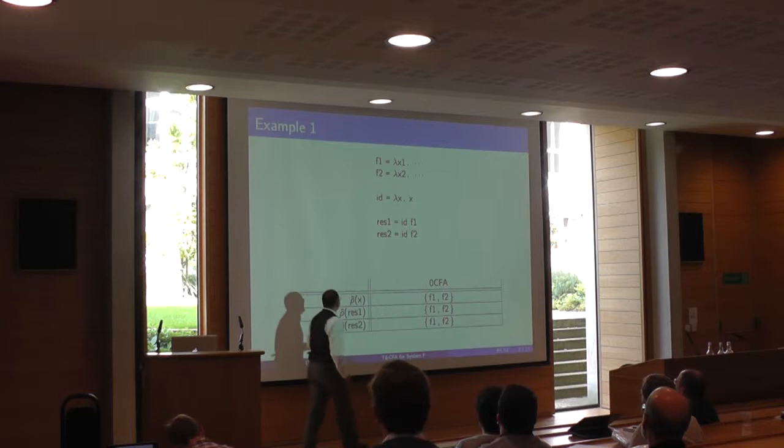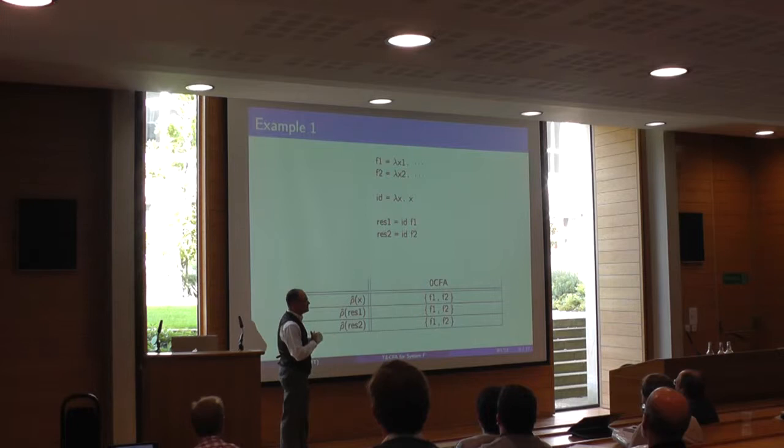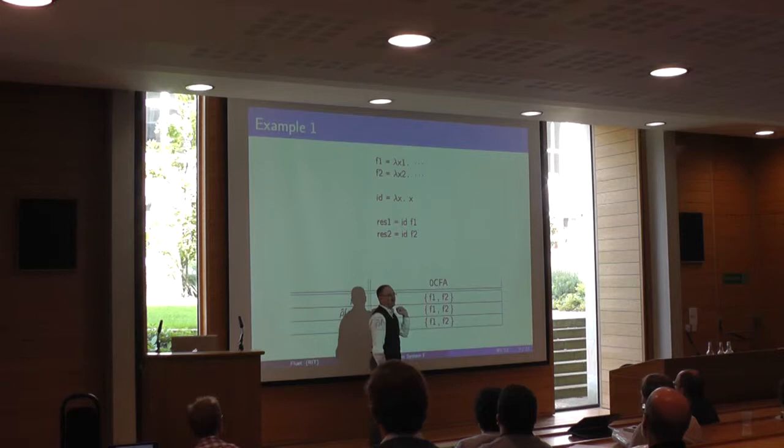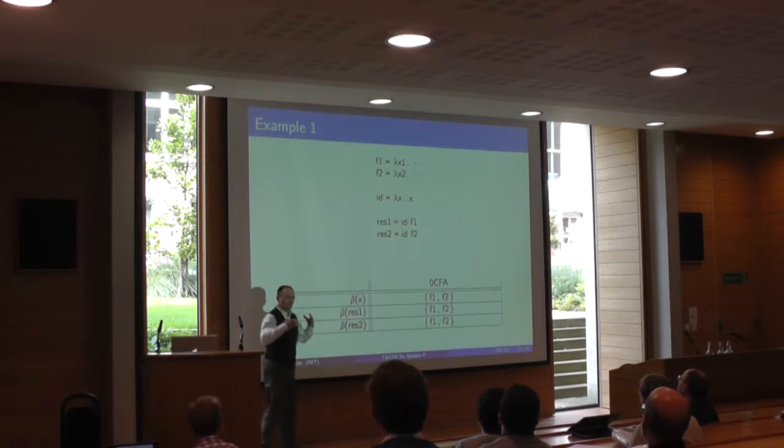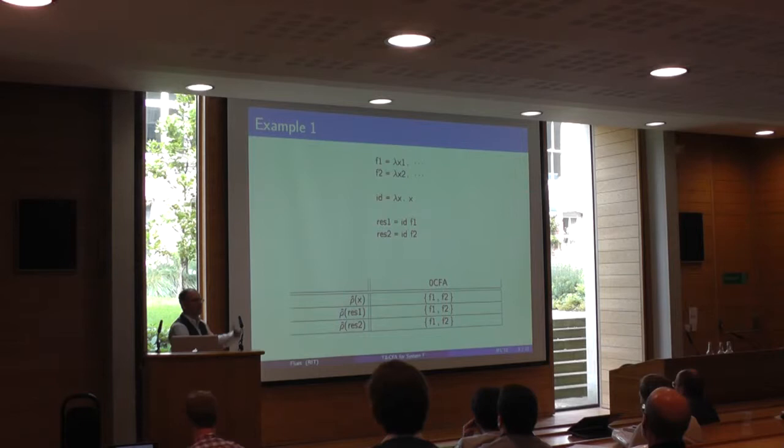And in a zero CFA, we're losing all context information. It's a completely context insensitive one. So whatever flowed into ID is also flowing out of ID at all of its application points. So res 1 and res 2 are both possibly f1 and f2. This is the approximation we're making because we want an analysis that terminates, but my source program might potentially be non-terminating, so we have to make an approximation.